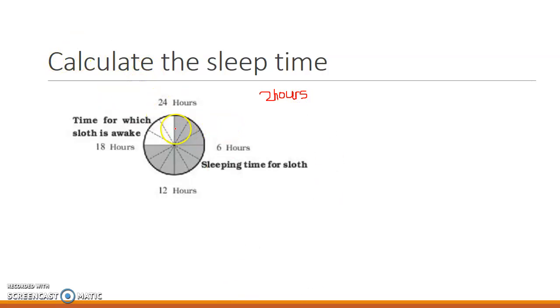Now, 2, 4, 6, 8, 10, 12, 14, 16, 18, 20, 22, 24. So this covers 24 hours of a day. So in this picture, the sleeping time of the sloth is represented. It sleeps for 18 hours out of 24 hours.